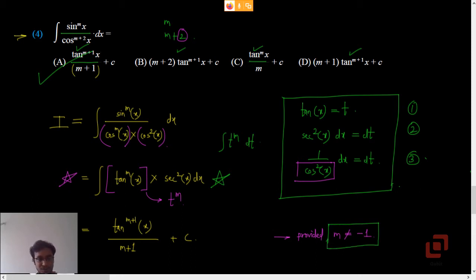This is very similar to this formula. This formula is not applicable when m is equal to -1. In that case, it becomes log of x, or log of t in this case, isn't it? So, if you wish to talk about this integral when m is equal to -1, then you have to proceed as follows.